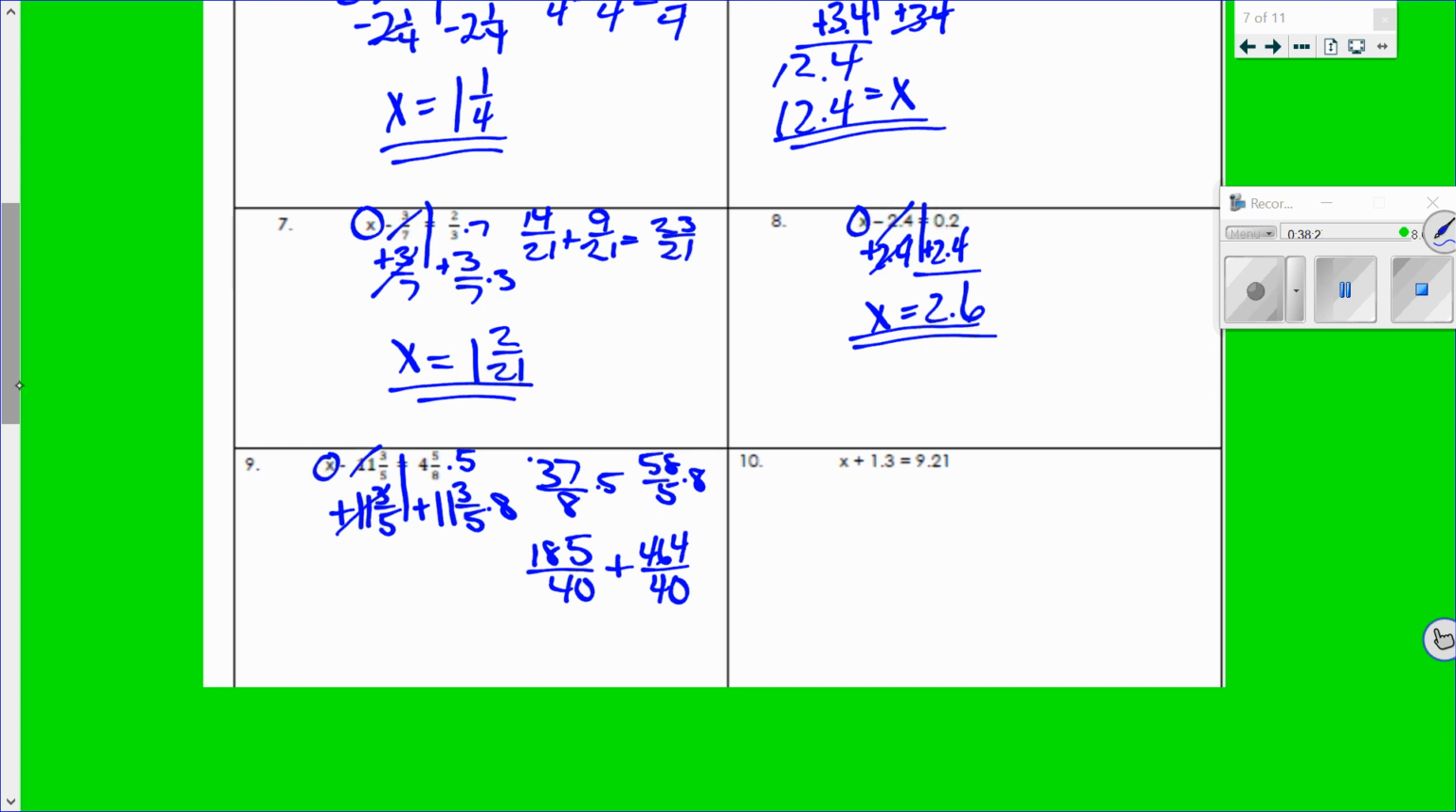We've got 649 over 40. Turning it back into a mixed number, that's going to go 16 times, 16 times 40 is 640, with 9 left over. So 16 and 9 40ths. And our last one.